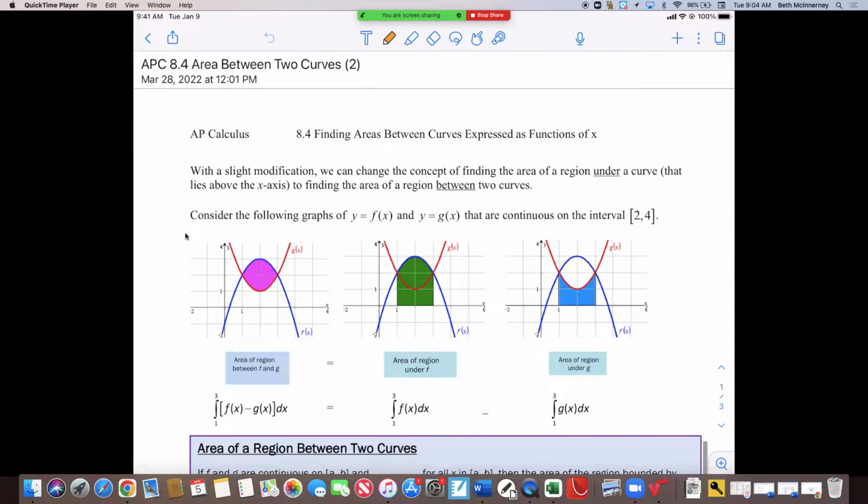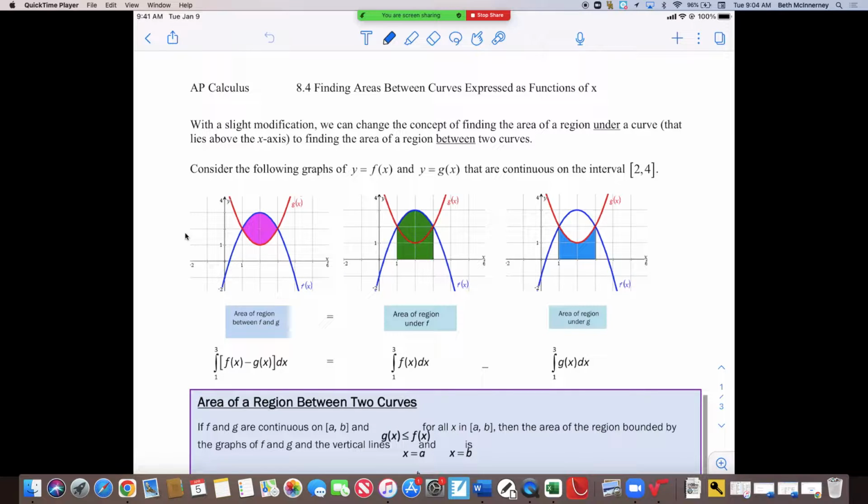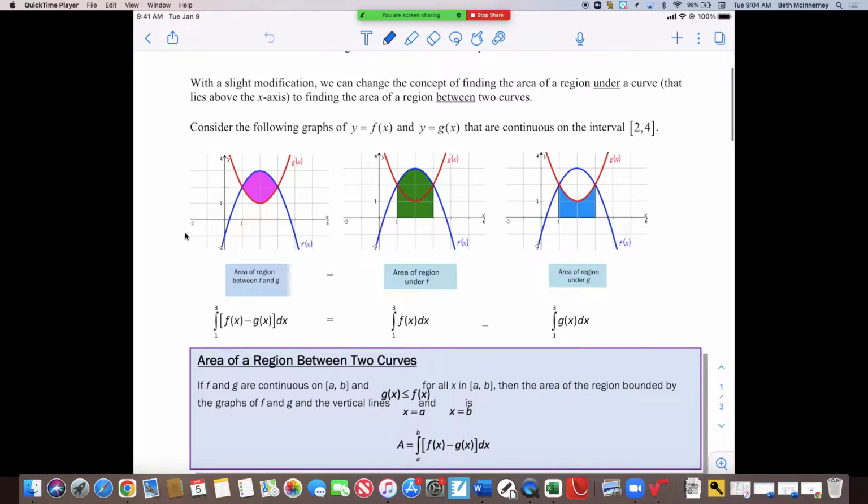Going to take a look at something we've covered before, but then take it up a level. So previously, in another unit, we looked at area under a curve. And so now we're going to look at a region between two curves. So what I want you to notice is I have y equals f of x and y equals g of x. And I'm looking at the region between x is 2 and x is 4.